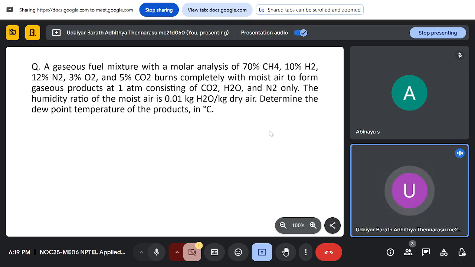So we have the mole fractions of the fuel which is coming in, we are burning it, and we know we are not using dry air, we are using moist air, and they have said the gaseous product contains only CO2, H2O, and nitrogen. So that means we have complete combustion, and there is no excess oxygen, so theoretical air. Next, the humidity ratio of the moist air is given. It contains 0.01 kg of water per kg of dry air. So we need to find out the dew point temperature. We'll see how to solve this.